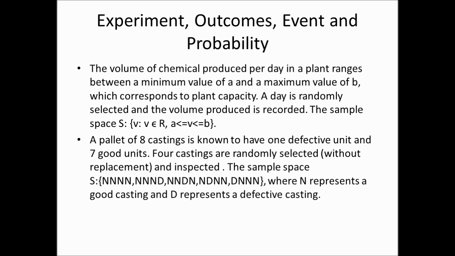Let's look at another experiment. We have a pallet of 8 castings. We know of those 8 units, there's 1 defective unit and 7 good units. 4 castings are randomly selected without replacement and inspected. So sample space will have 5 outcomes where n represents a non-defective and d represents a defective item.